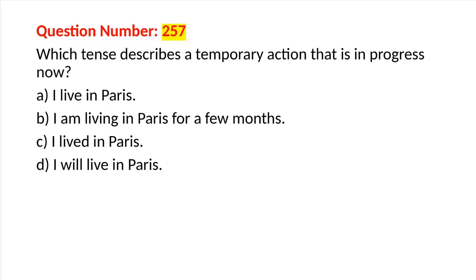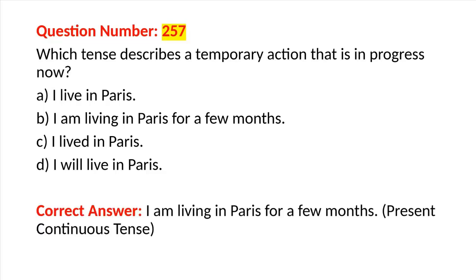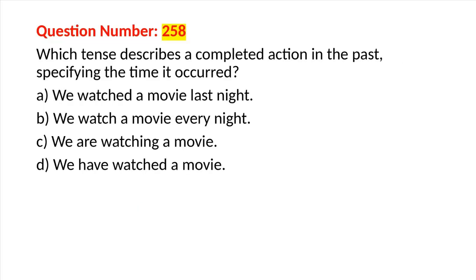Question number 257. Which tense describes a temporary action that is in progress now? A. I live in Paris. B. I am living in Paris for a few months. C. I lived in Paris. D. I will live in Paris. Correct answer, I am living in Paris for a few months. Present continuous tense.